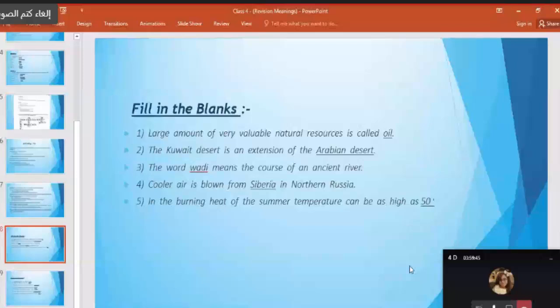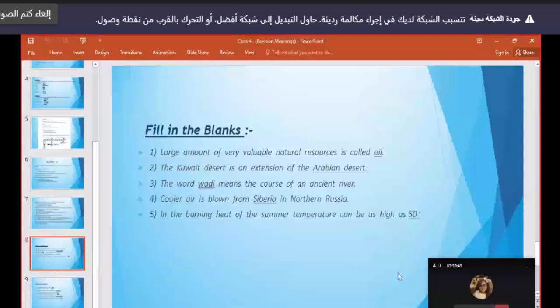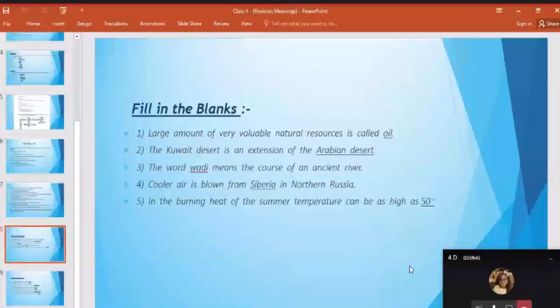Now pay attention here. Okay. Question number one, fill in the blanks. First one, listen to me and then start writing, okay? Understand first. Large amount of very valuable natural resources is called oil. Which is a natural resource? Oil. Yes, very good. Second one.